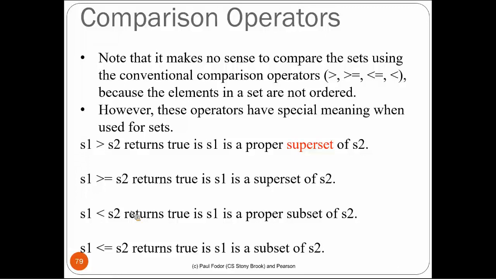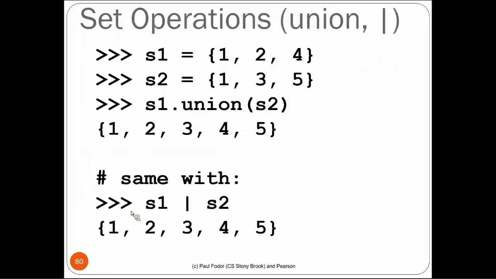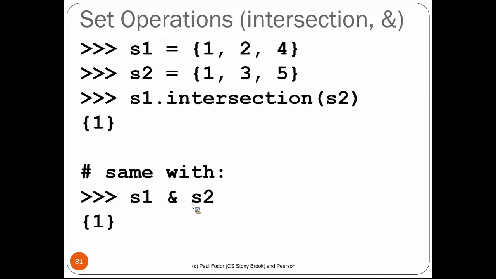Moreover, we can also have intersection, union, and difference of sets. Union can be represented either by the function union, where S1 union S2 returns a new set that contains the union of the two sets with unique elements, or you can use the vertical bar operator. Intersection is the AND operator, or the ampersand operator. It constructs the intersection of the elements that belong to both sets, and can be obtained either by the function intersection or the ampersand operator.